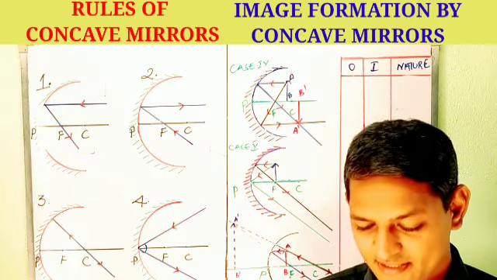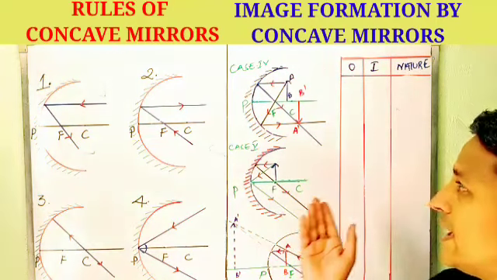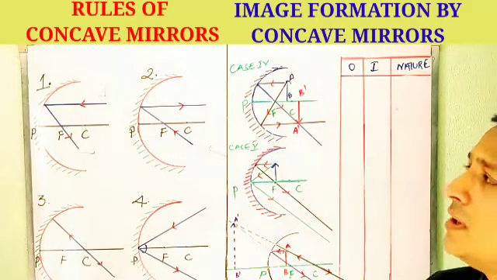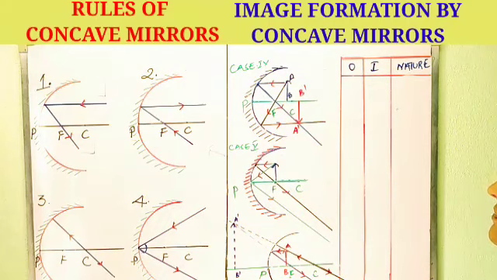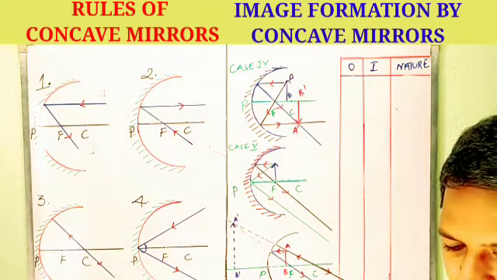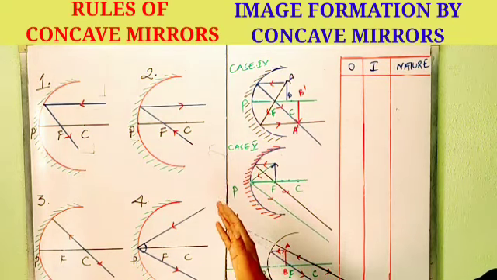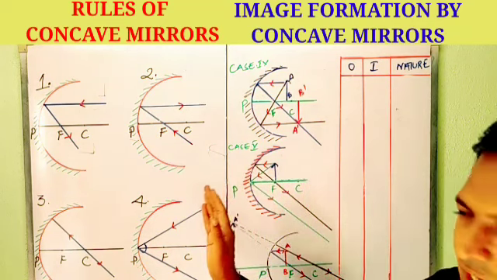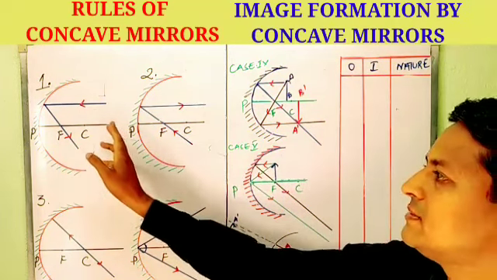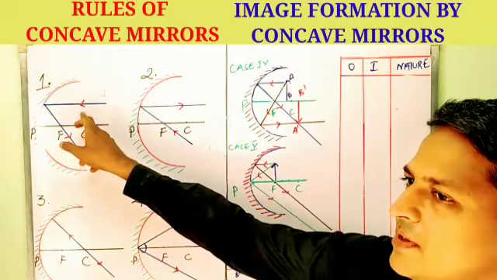Hi friends, let us try to understand the images formed by concave mirrors, the next three cases. In the previous class we understood that the image is formed depending upon the position of the object. If the object is at infinity, the image is formed at F. If the object is beyond C, the image is formed between F and C. If the object is at C, the image is formed at C.